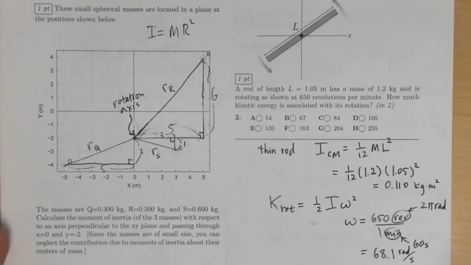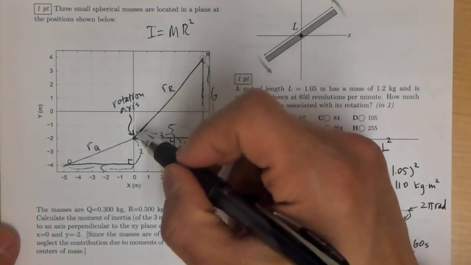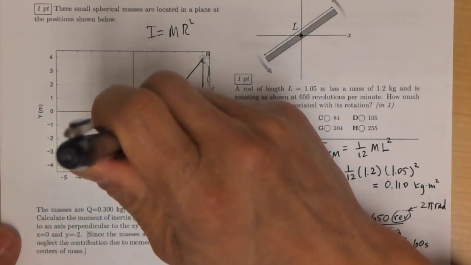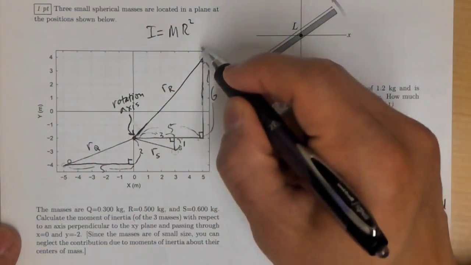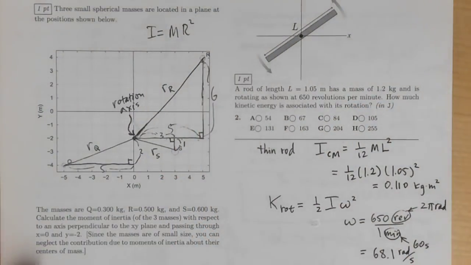Okay, so the basic steps are I have mr squared for the moment of inertia about this rotation axis here, and the particle located here at a distance r with a mass m. And we add the moments of inertia together.